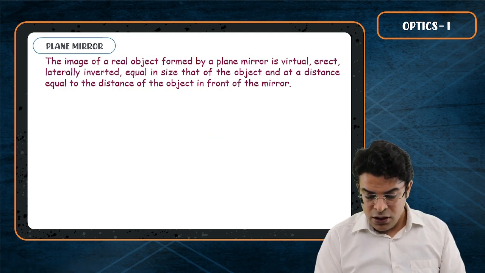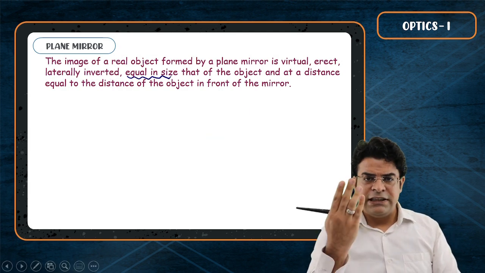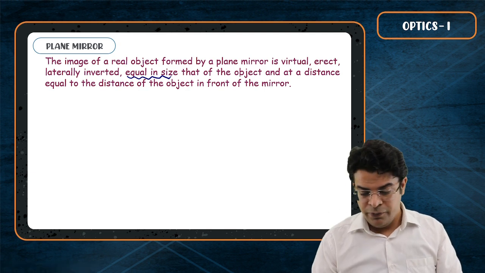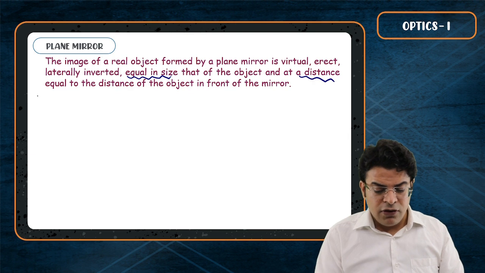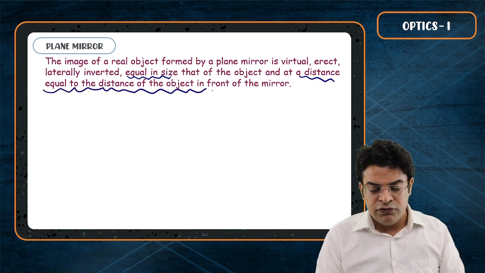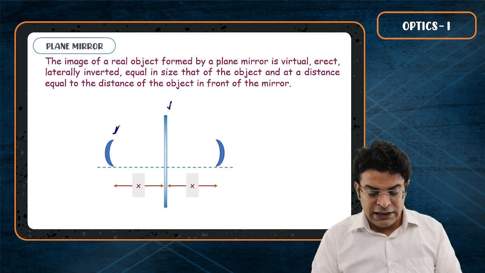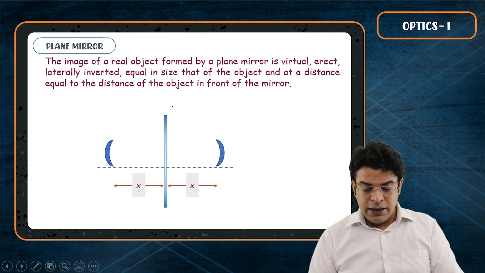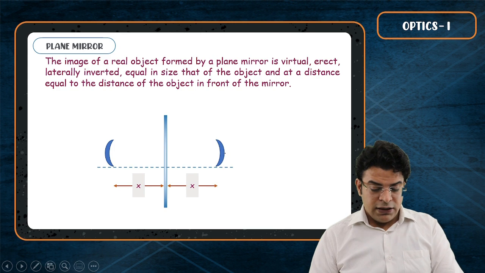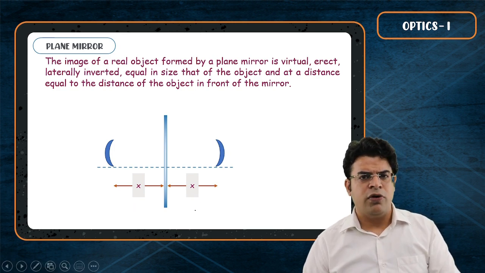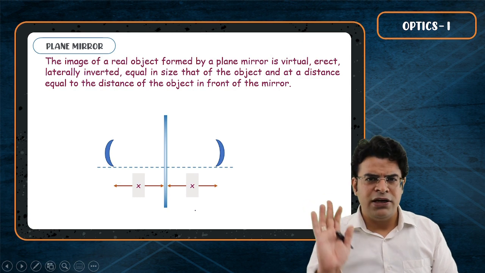Next thing, the size of the image is the same as the size of the object, given that the image is being formed by a plane mirror. And the distance of the image is equal to the distance of the object in front of the mirror. So visualize that you have got this object placed in front of a plane mirror. The image looks like this. And the distance of the object from the mirror is the same as the distance of the image from the mirror. Nothing complicated here, everything basic.